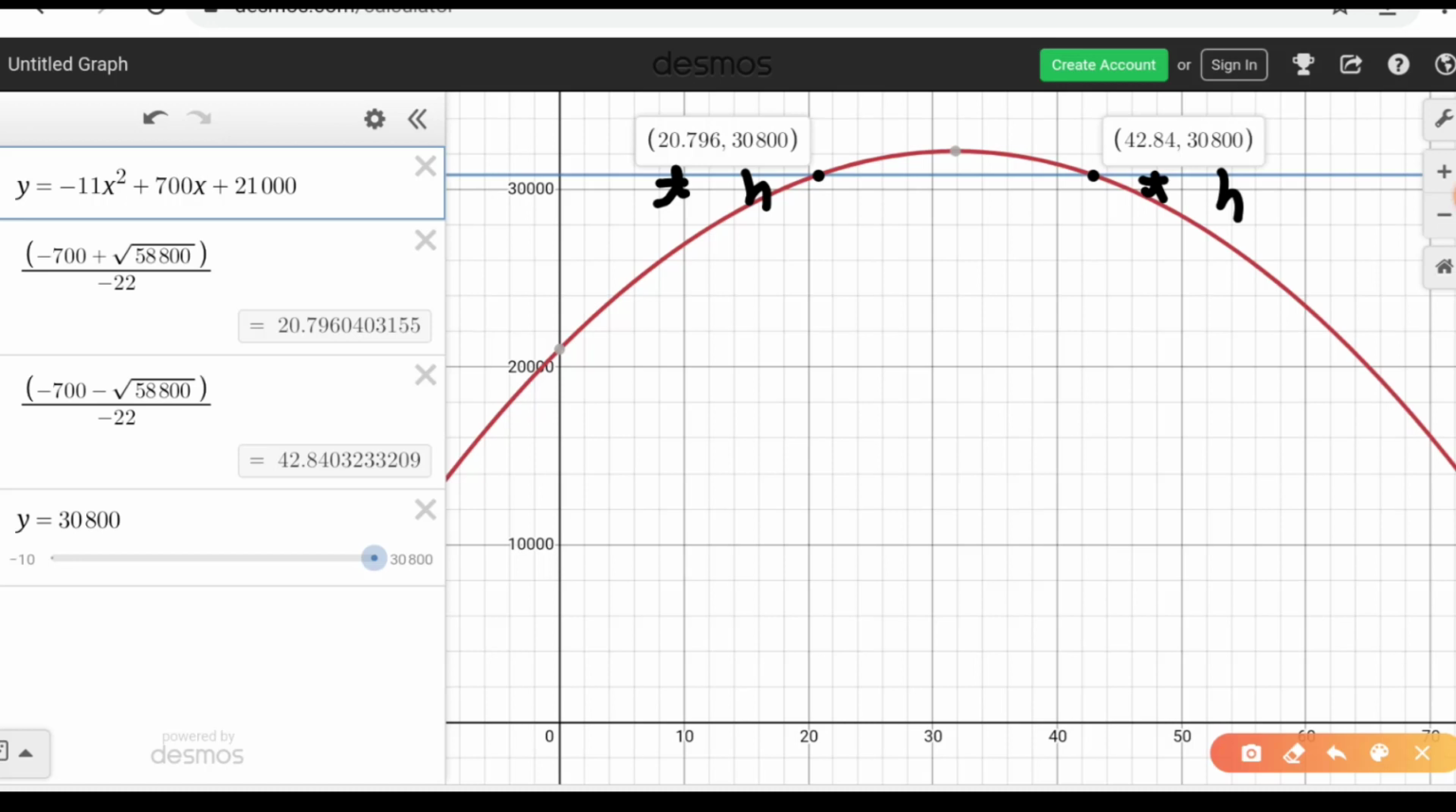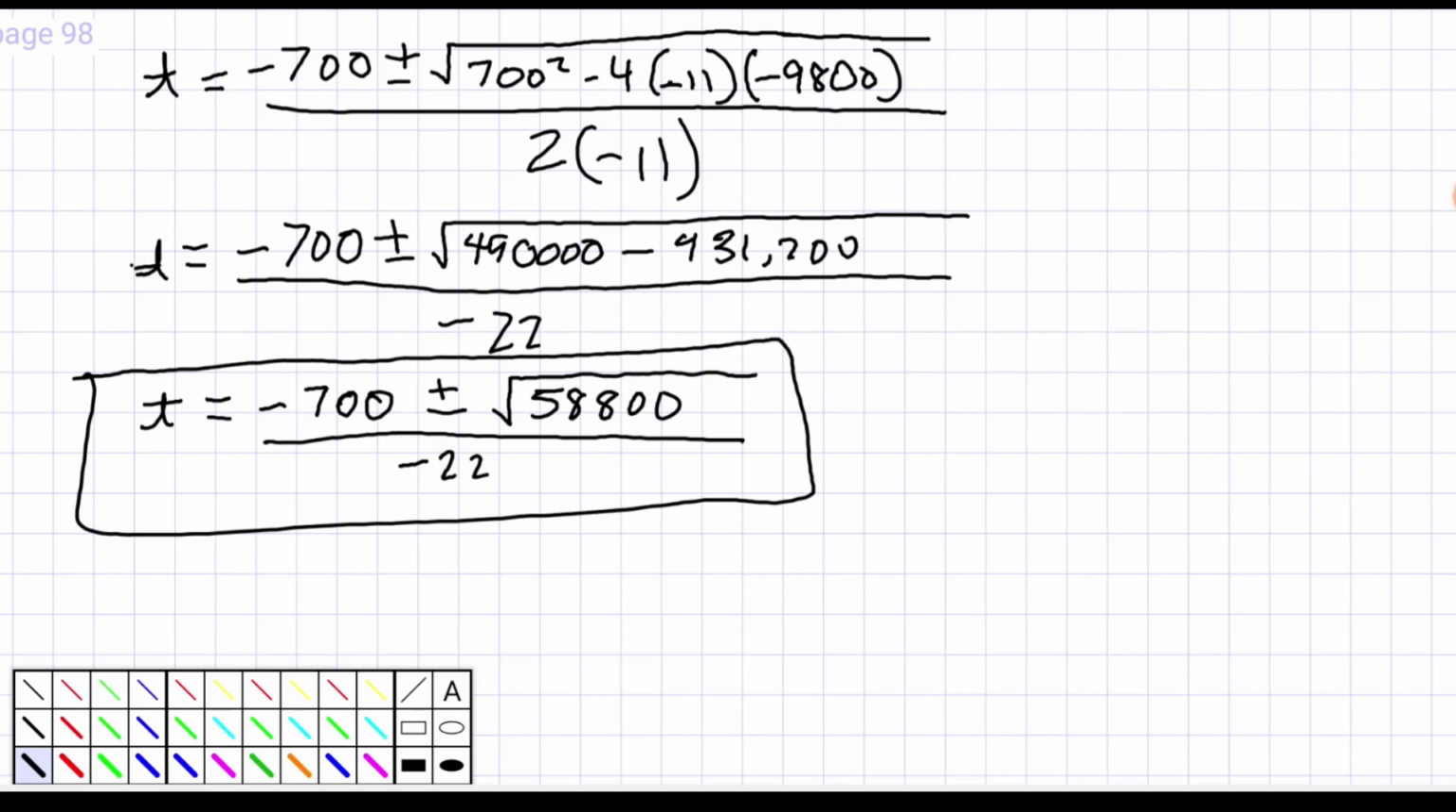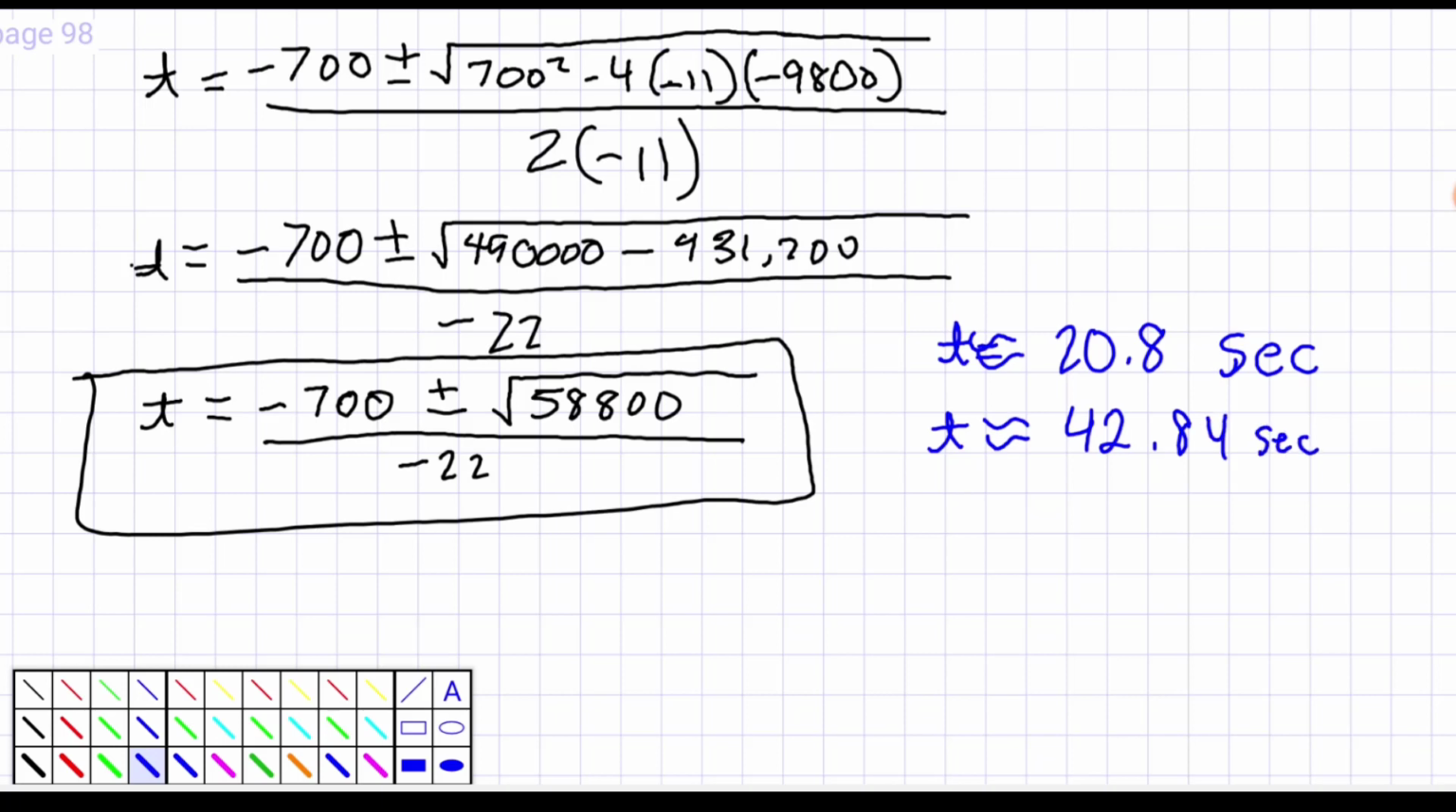So now, let's go write our answer. Now we just need to figure out how much time we were in the air. So what did we find out so far? We found out from using our Desmos that one of our answers was the time was approximately 20.80 seconds. So that's one time when we were at 30,800 feet. The other time that we were at the same height was at 42.84 seconds.